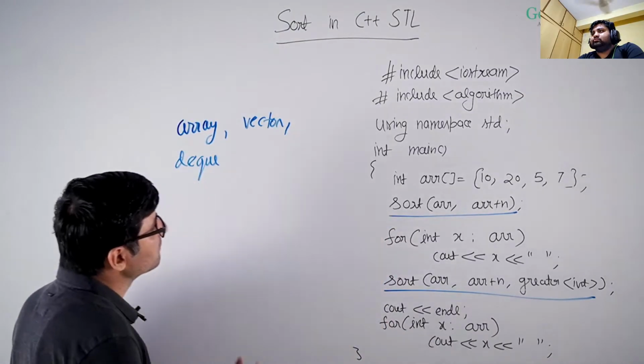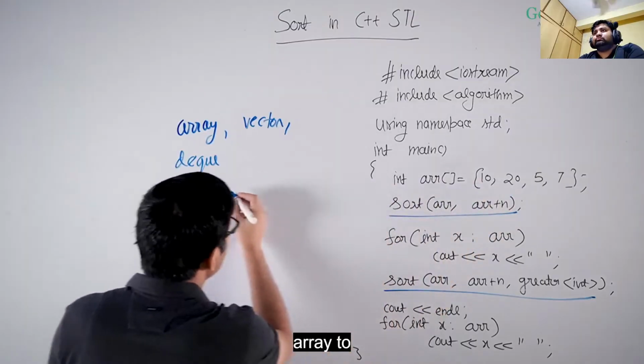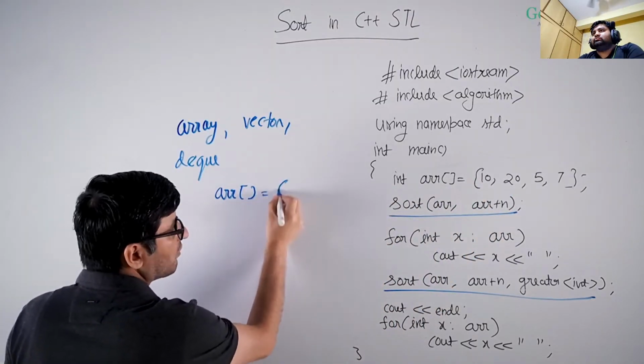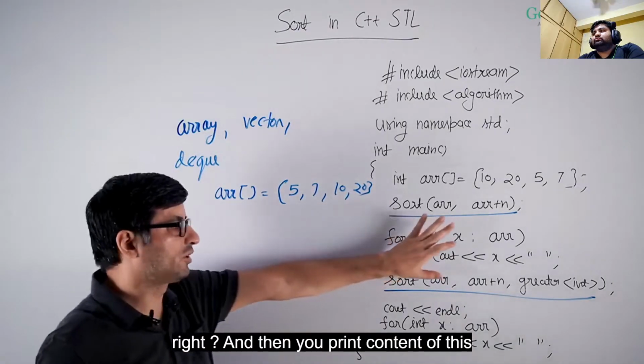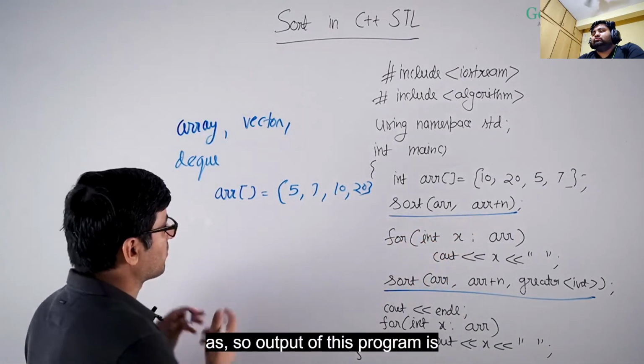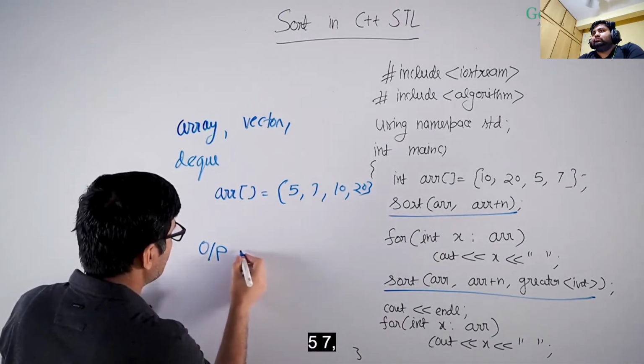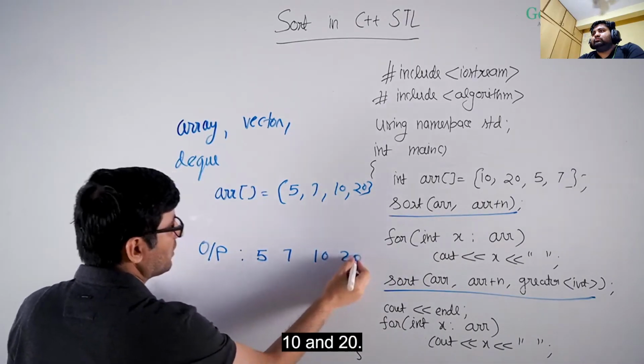Let's guess the output of this program. The first sort will change this array to 5, 7, 10, 20. Right? And then you print the content of this array. So the output of this program is going to be 5, 7, 10, and 20.